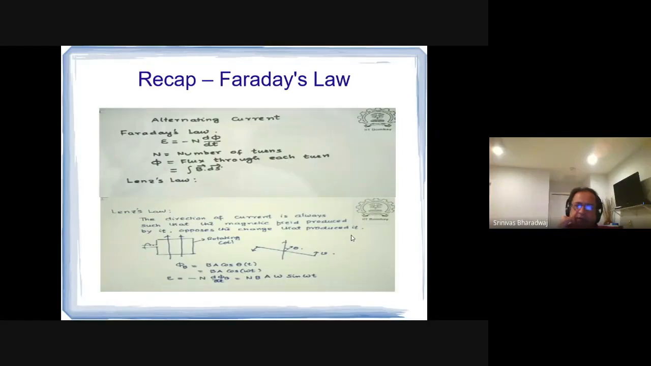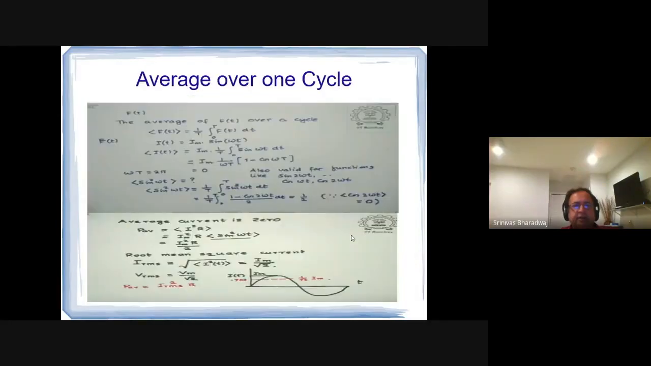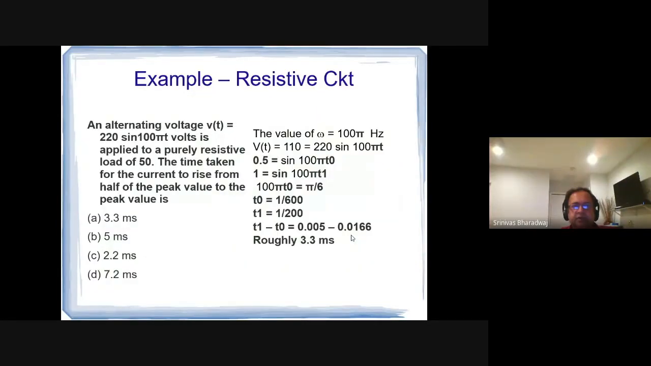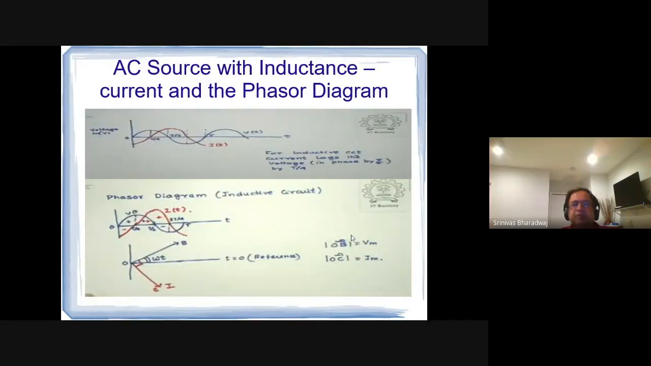So now let me get on with the material for today. I've gone through this part of the material, the single resistive circuit, and we looked at the initial idea of AC source with conductance, AC source with resistance, and then we introduced this concept of a phasor diagram.